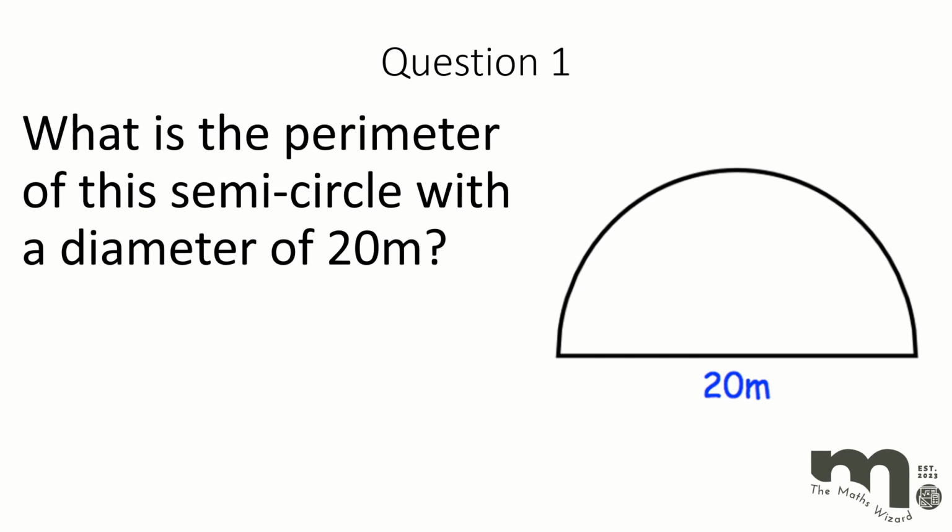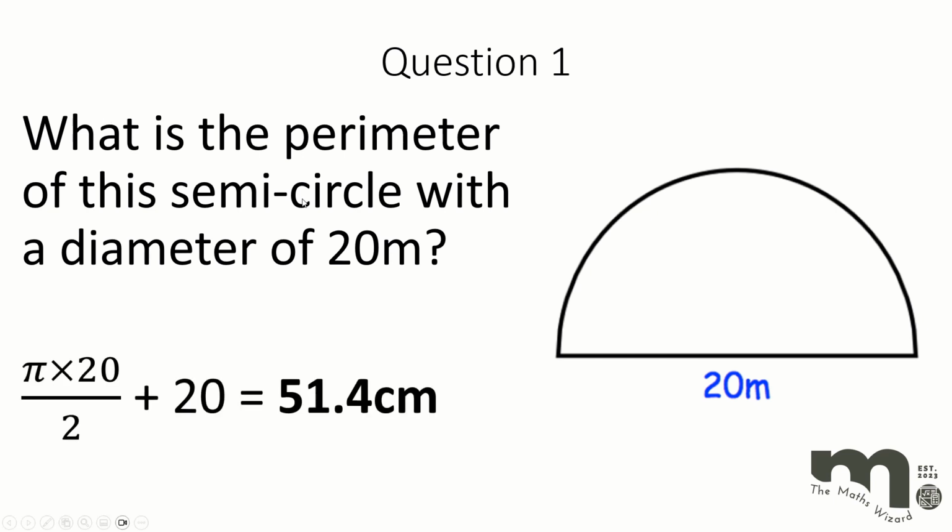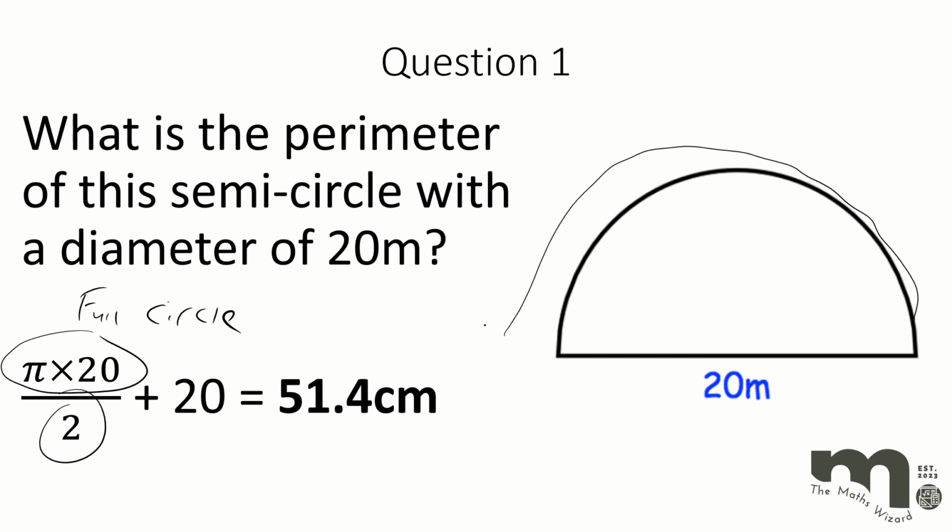Okay, so here is the solution to this. If we do pi times 20, that will tell you the circumference of a full circle with the diameter of 20. So this is your full circle here. But when you divide it by 2, which is what you've done here, that tells you the arc around the edge of the circle. But for the perimeter, remember, perimeter is always the distance around the edge of a shape.